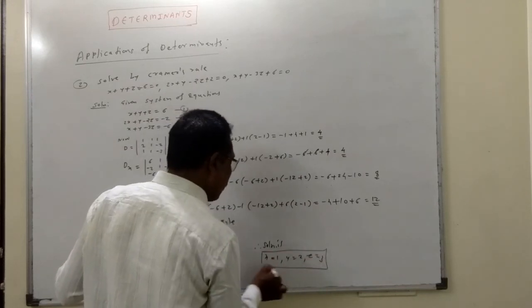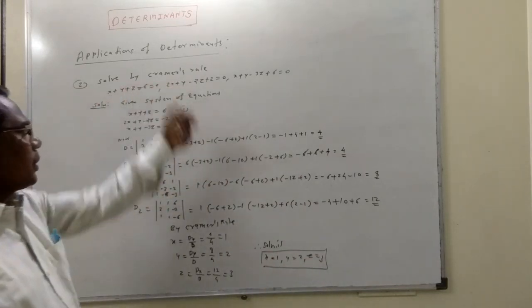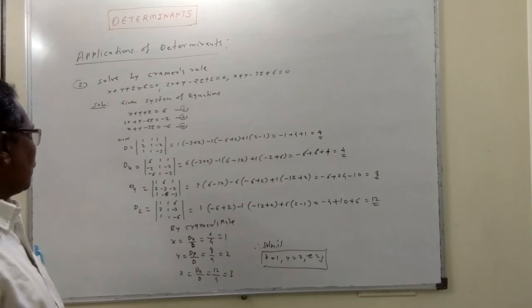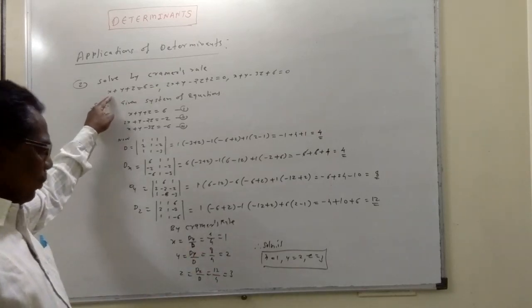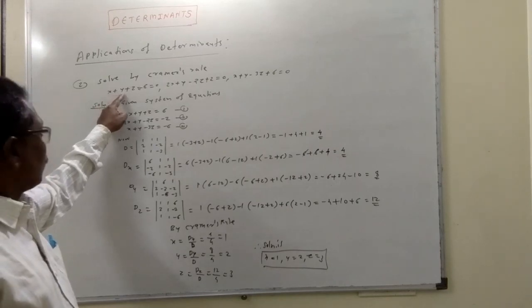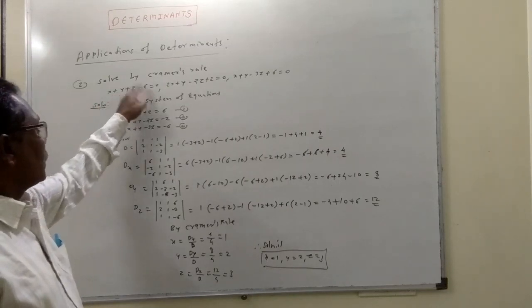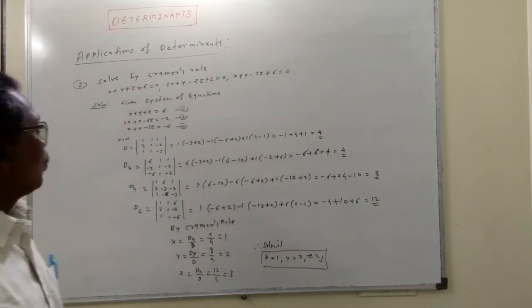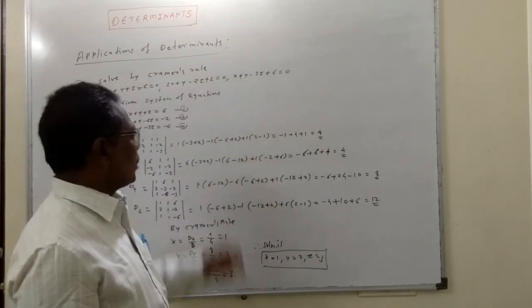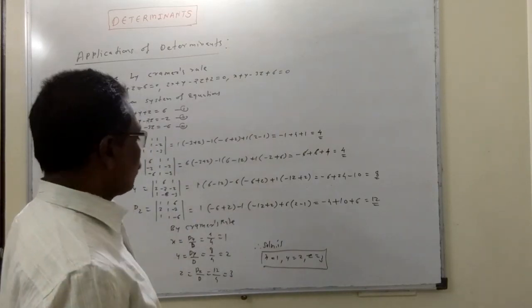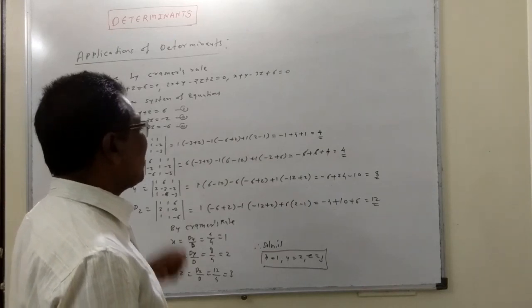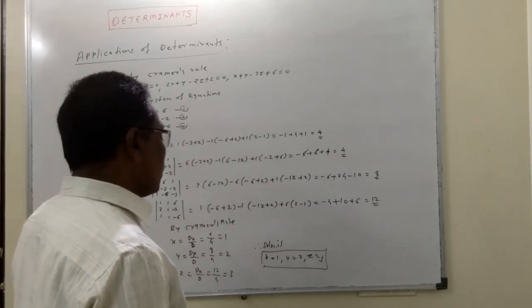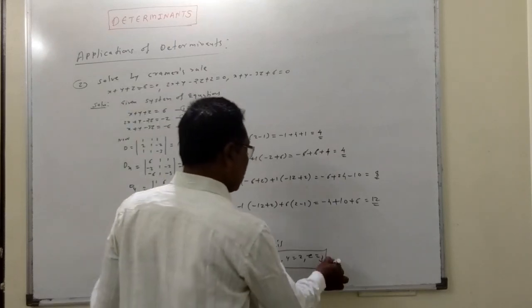Now by putting these values in the equations, if the equations are satisfied, the answers are correct. So if we put in the first equation, 1 plus 2 is 3, 3 plus 3 is 6, 6 minus 6 is 0, okay. If we put in the third equation, 1 plus 2 is 3, 3 minus 9 is minus 6, plus 6 is 0, so these answers are correct.